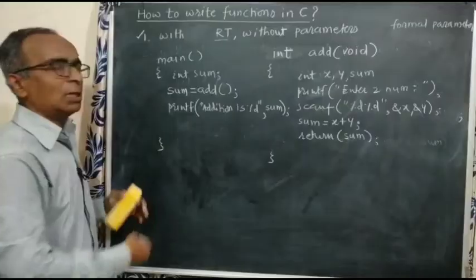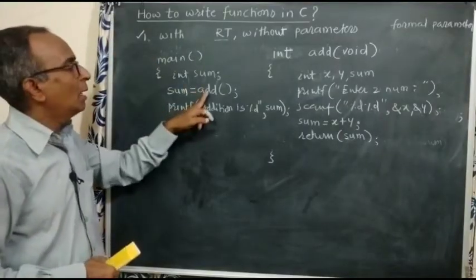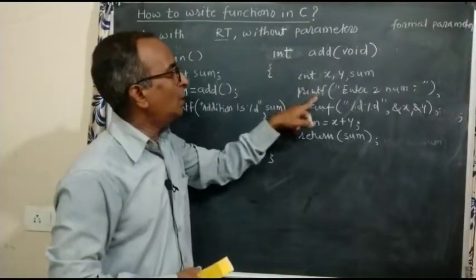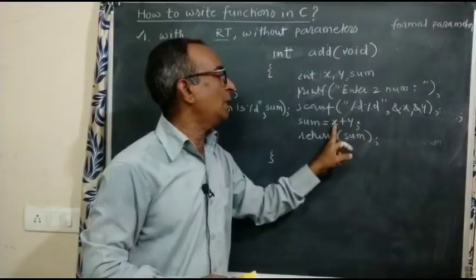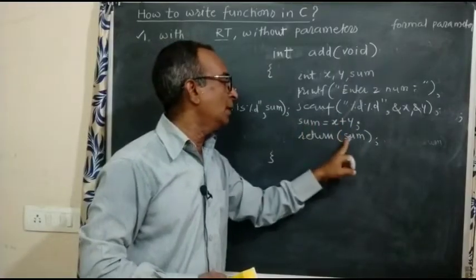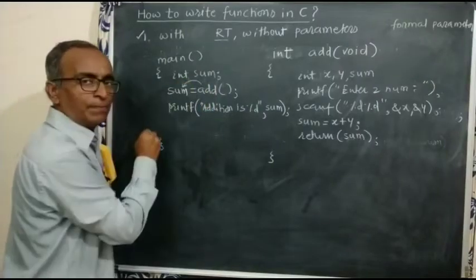That's it. This is how the control or execution starts from main. Sum is declared. Add is called. Here two values will be read, x and y. Suppose 10 and 20. 10 and 20 will be added. 30 will be returned. 30 will be returned to this sum.